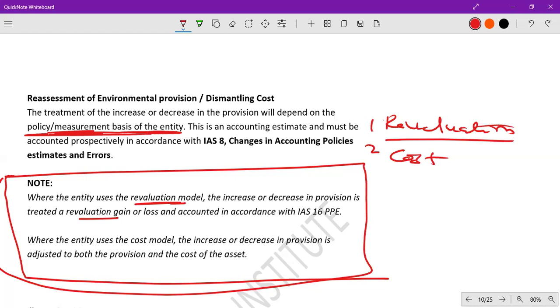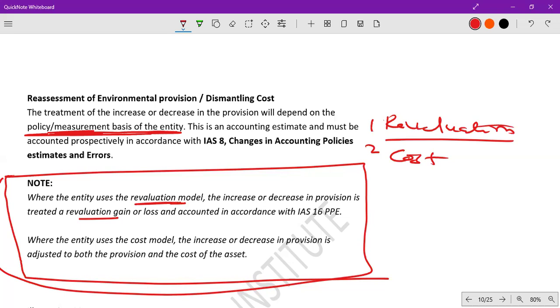I take it again. There will be either an increase or decrease in provision. And where the entity uses the revaluation model, it will be treated as a revaluation gain or loss. How is it treated under PPE? We said that revaluation gain or loss is recognized in OCI unless it is the first time revaluation that resulted in a loss, or also where the loss that occurs subsequently is more than the revaluation surplus in the revaluation account. Is that not what we usually do?